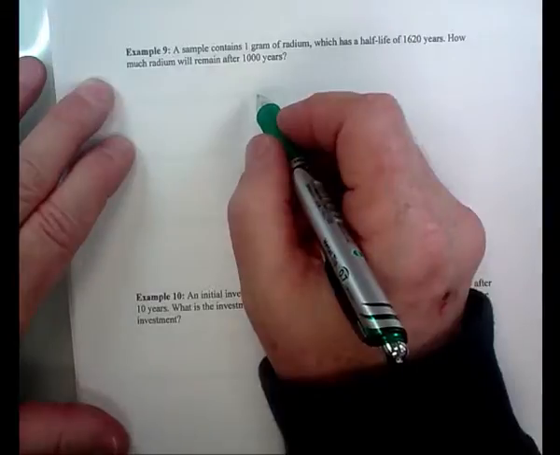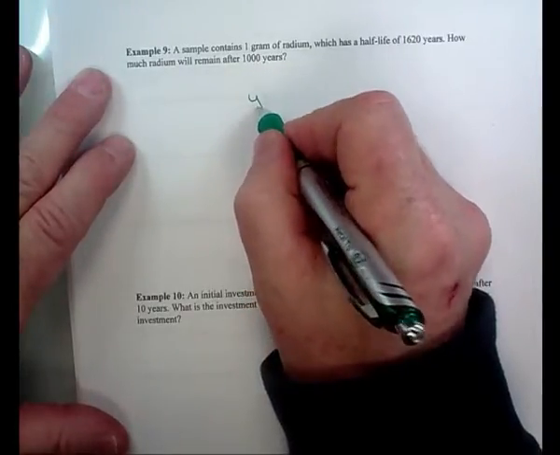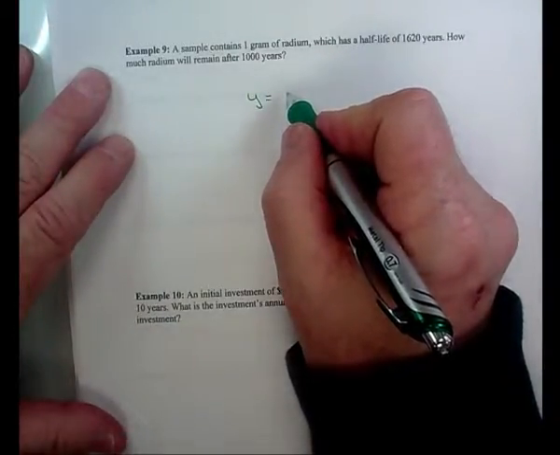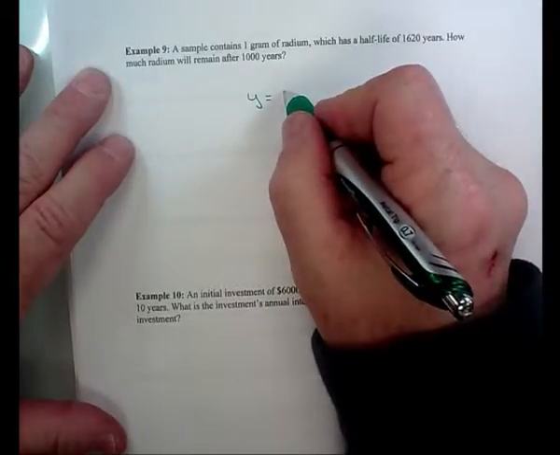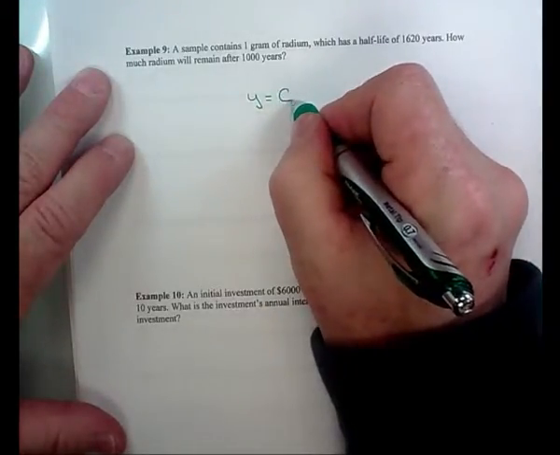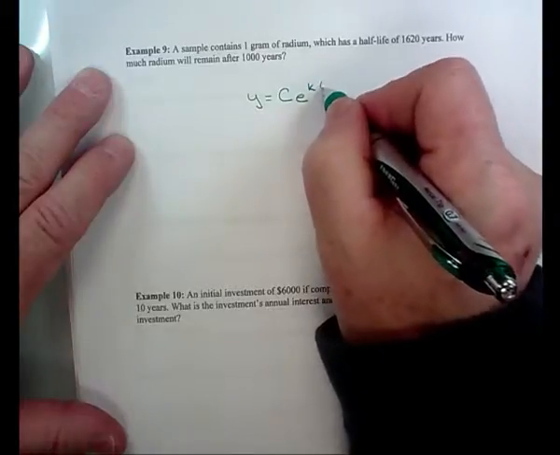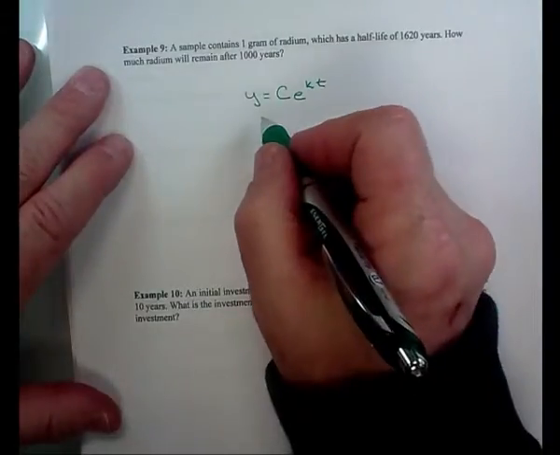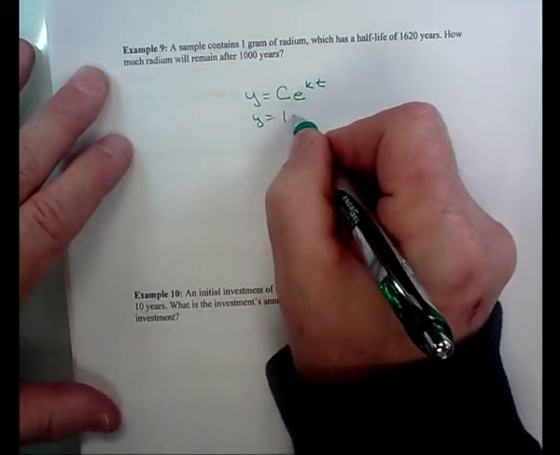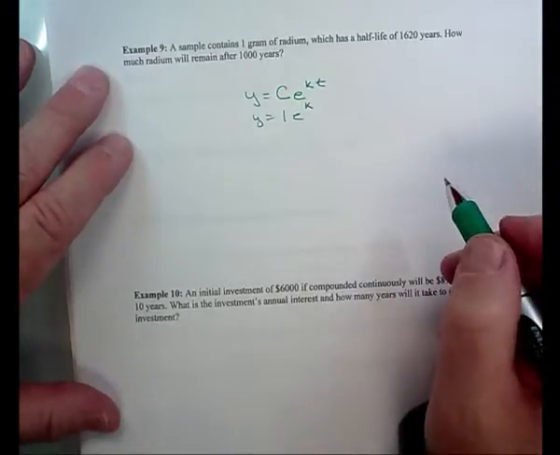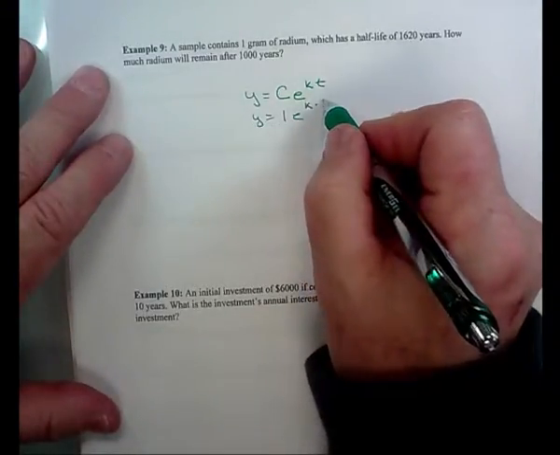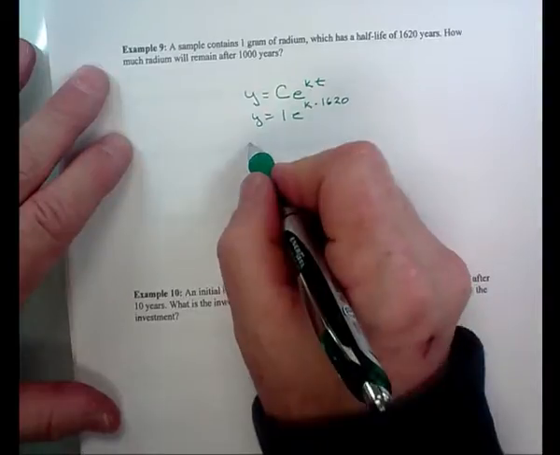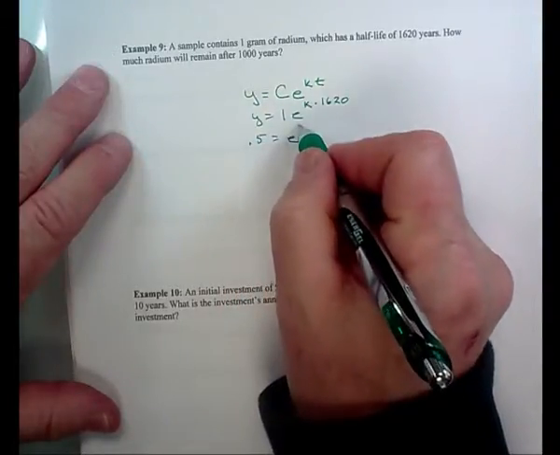So set it up for me, Jeremiah. I'll give you a hint. y equals. You want me to give you the whole thing first? That'd be kind of nice. C e to the kt. Do I have an initial value? Yes, 1. Okay. y equals 1 e to the k. Do I have time? Yes, 1620. And then what is y after 1620? 0.5. So I could write 0.5 equals e to the 1620k.